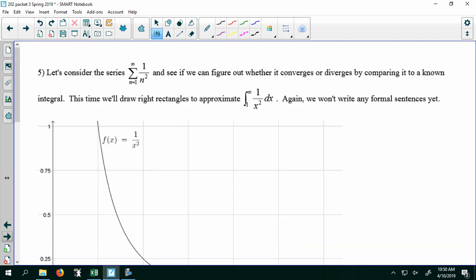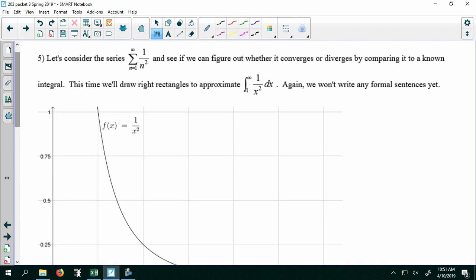So despite the fact that those terms go to 0, it diverged. Necessary, they have to go to 0, but not sufficient. That doesn't mean you can conclude convergence. All right, another one where the terms go to 0. I'm going to look at the sum of 1 over n squared, and I'm going to figure out whether it converges or diverges by comparing it to a known integral.